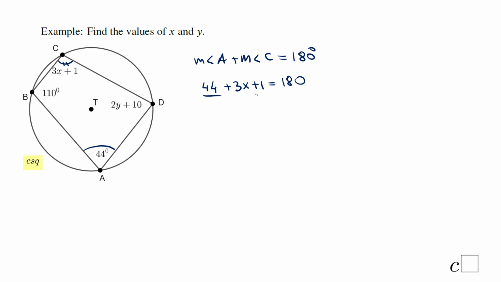We're going to combine these two. That is 45 plus 3x equals 180. We're going to subtract 45 on each side. So we have 180 minus 45. That will be 135. And the last step, divide by 3. So we have this x now, 135 divided by 3 is 45. And we can move to find y.